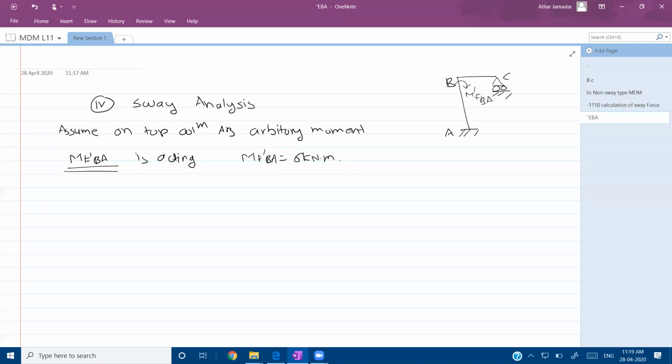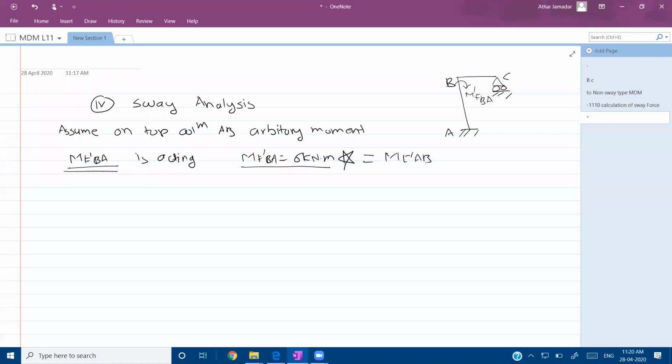From the Ramamrutham book I have taken this problem, so we will go with the same moment value, that is 6 kilonewton meter. Apart from this 6 kilonewton meter, you can assume any moment value, you can assume 10, you can assume 20, which is acting on the column top. Now this MF dash BA is acting on column top, so that same moment will also act as MF dash AB.